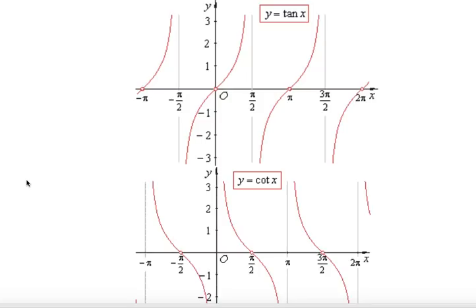Okay, so this is 4.6. We're going to be graphing the rest of the trig functions. So tangent, cotangent, secant, and cosecant. We're going to start with tangent and cotangent. This is what they look like.